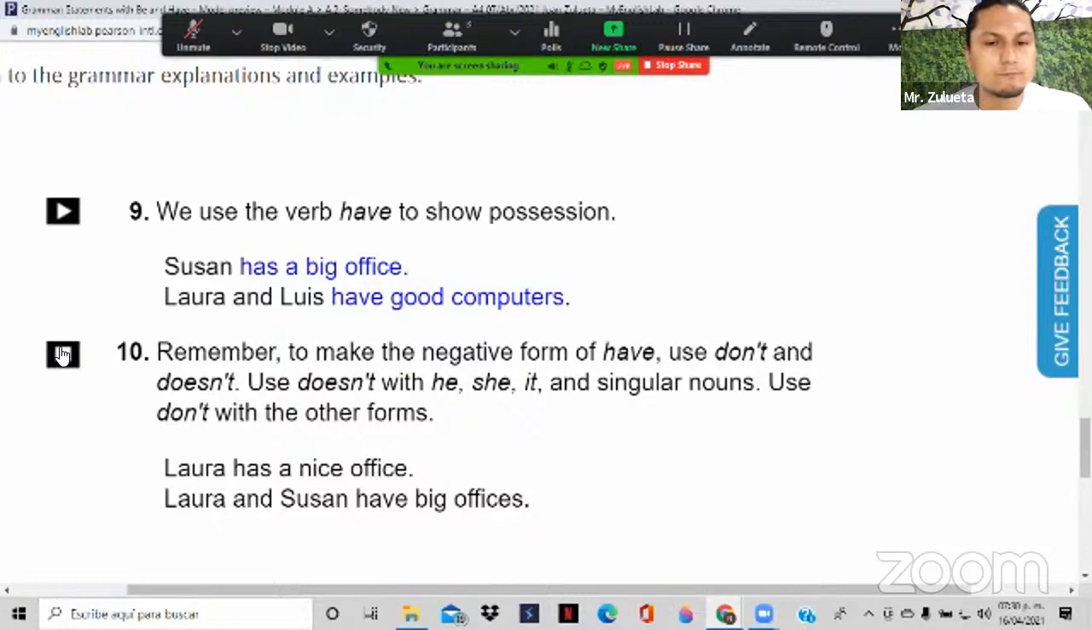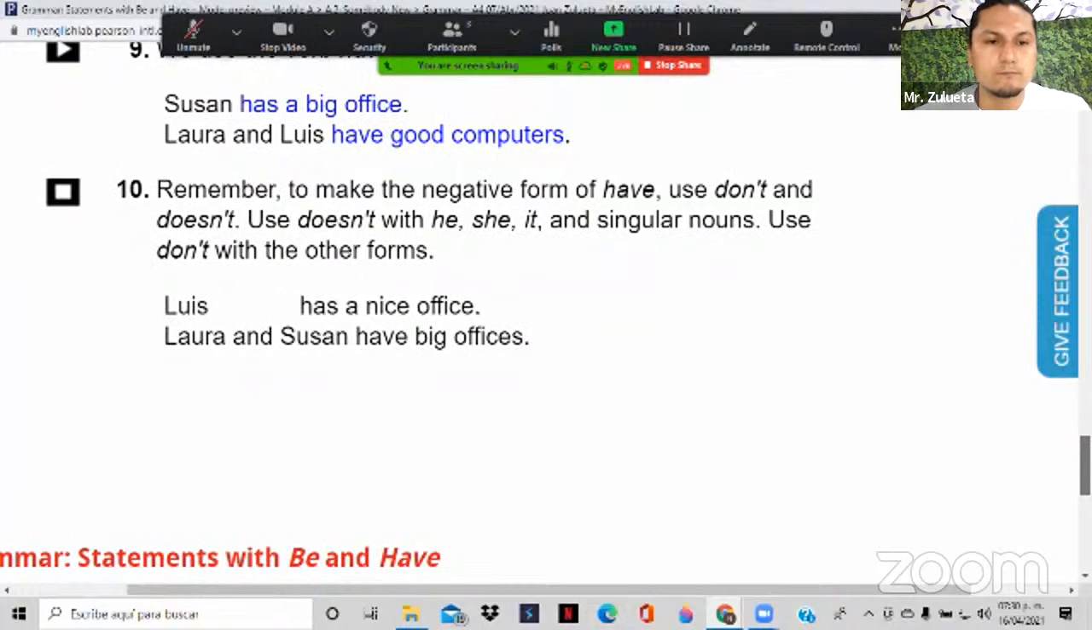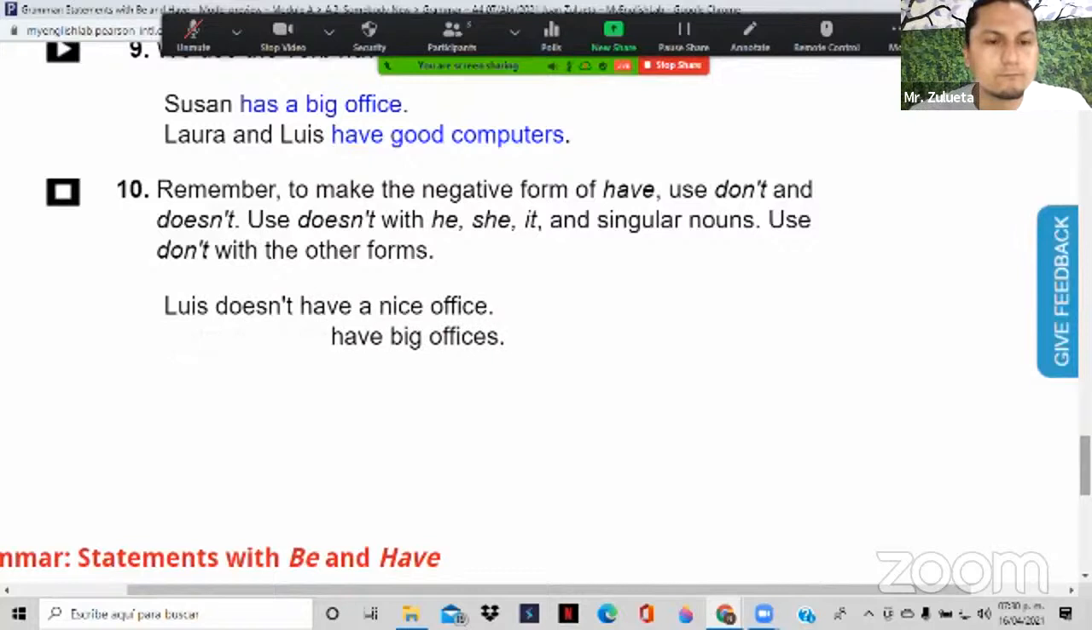Remember, to make the negative form of have, use don't and doesn't. Use doesn't with he, she, it, and singular nouns. Use don't with the other forms. Laura has a nice office. Luis doesn't have a nice office. Laura and Susan have big offices. Luis and Clara don't have big offices.